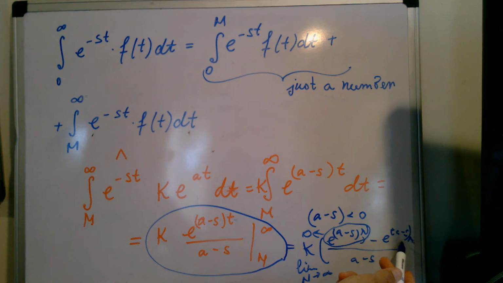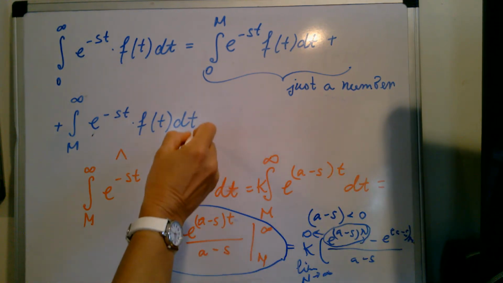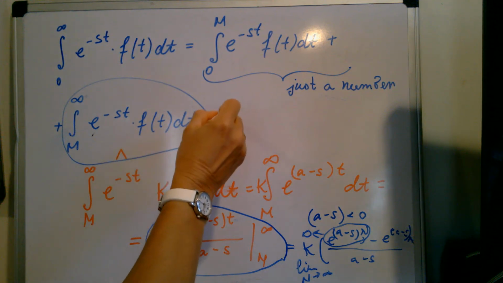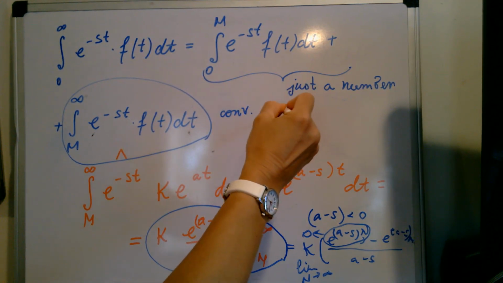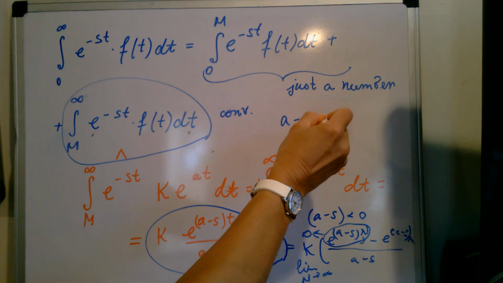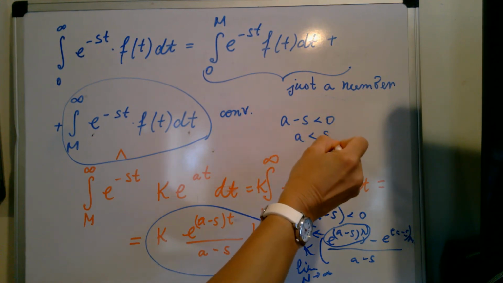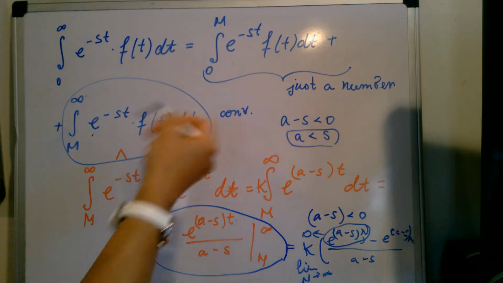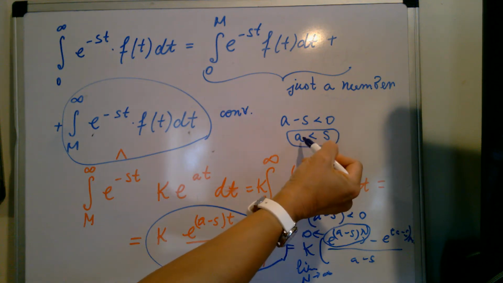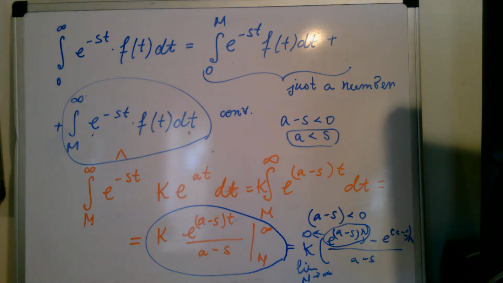This term is just a number. It doesn't go anywhere. Remember that m is eventually any number from which the function does not grow too much to infinity. Well, we did the proof. So this one is going to be convergent for a minus s less than 0, or s greater than a. Remember our condition setup. The integral is going to be convergent for s greater than a. Okay, that's a proof.